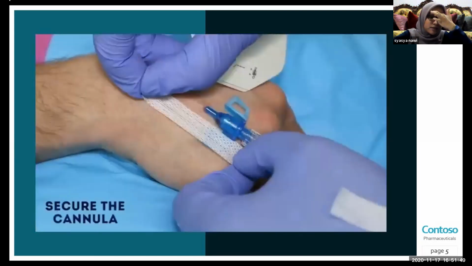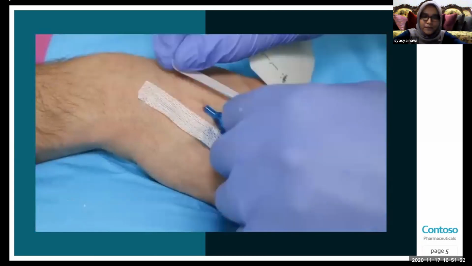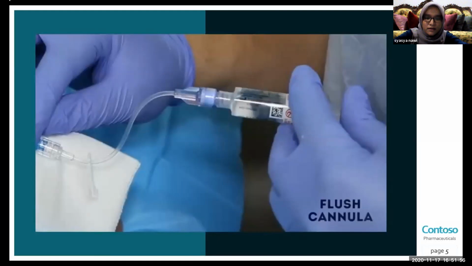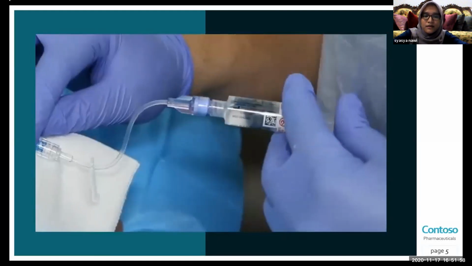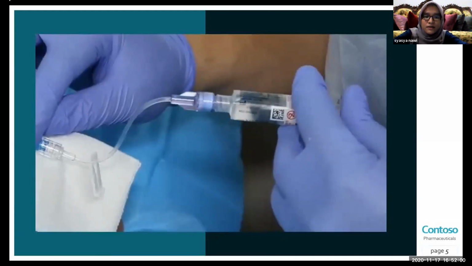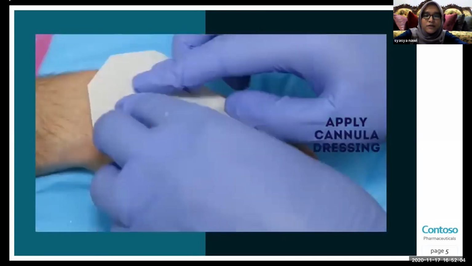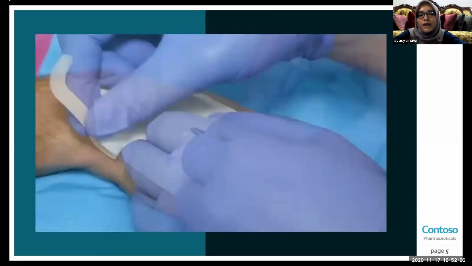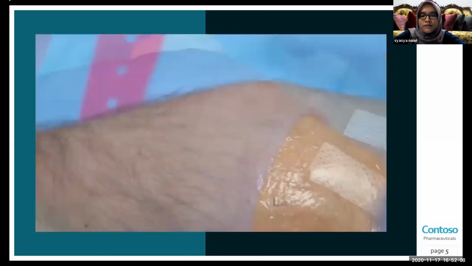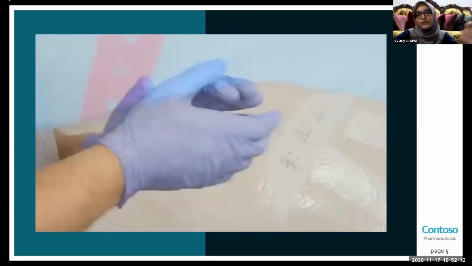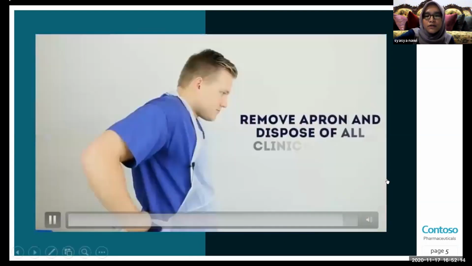Secure the cannula with tape. Yeah, I'm just going to flush the cannula out to let me know if there's any pain. Right. After flushing the cannula, then we apply the dressing. And lastly, label the dressing using the date of insertion. Okay, and then that's all.